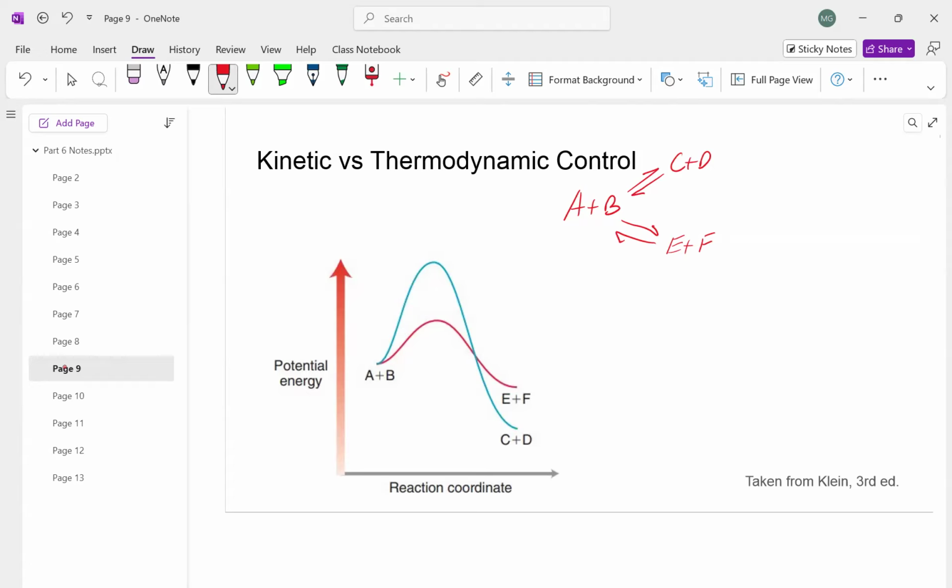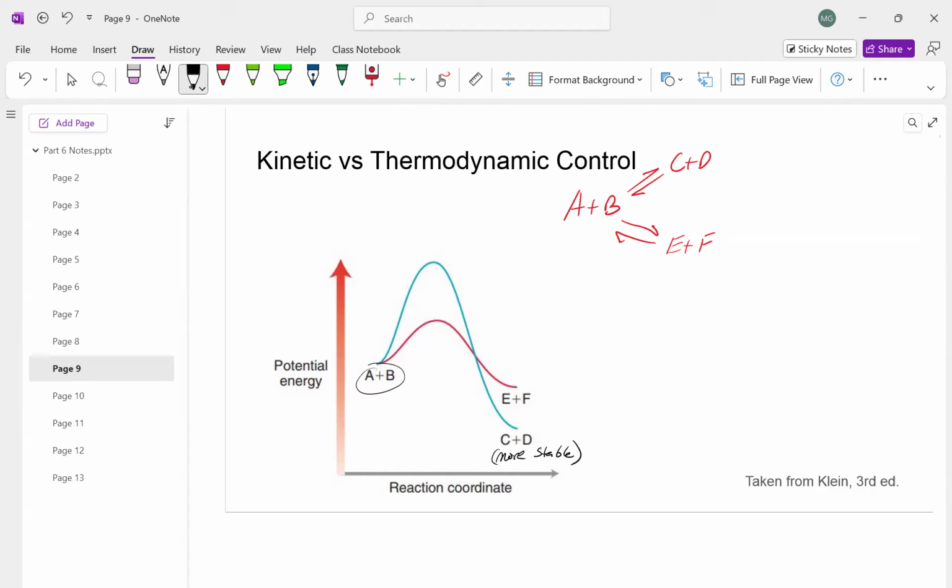And if you look at this graph here, let's compare. We're starting with A and B, these are our reactants. And I want you to compare the energy of the blue pathway compared to the energy of the red pathway. Look at the products C and D and E and F. Which of those products are more stable? You say, how do I know that? Remember the relationship between stability and energy. C and D are the more stable products.